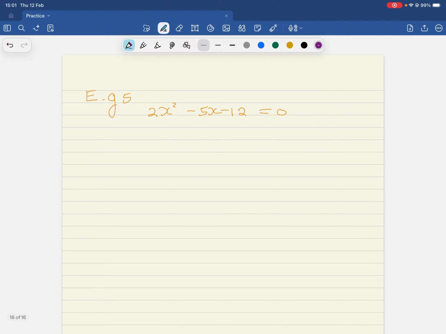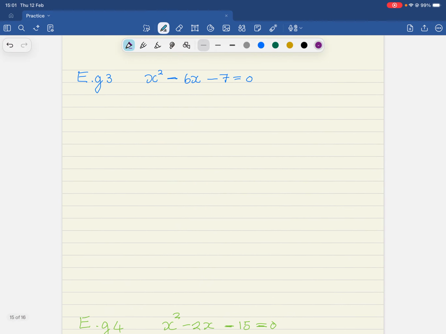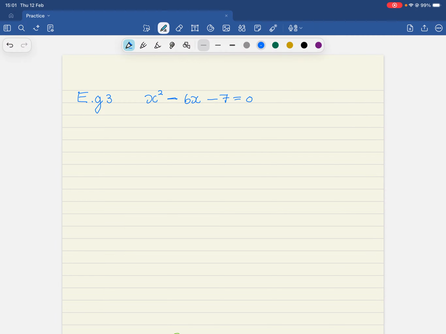Let's go on to the third case. Whoops, sorry, that is the last example. Let's go on, and now we're on example 3. Okay, so we do the same thing. We go here, we write x and x. Here we write 1 times 7 and 7 times 1. We multiply through. That's 7x, that's x.